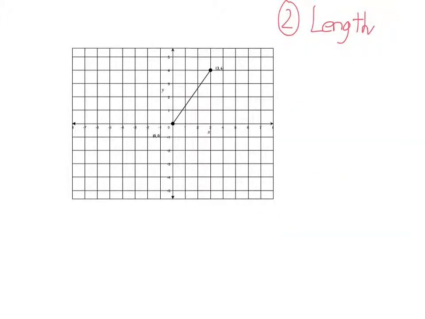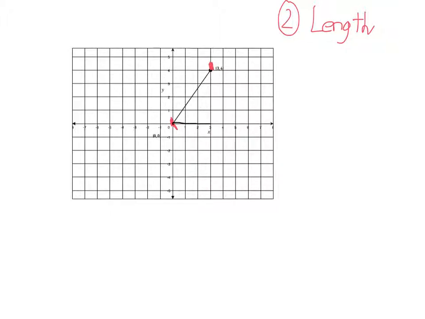Now to find the length, we use Pythagoras because we can figure out how far we've gone across and how far we've gone up. So let's think of it as starting at this point and ending at this point. To get from this point here up to this point here, what we do is we go across the x-axis.